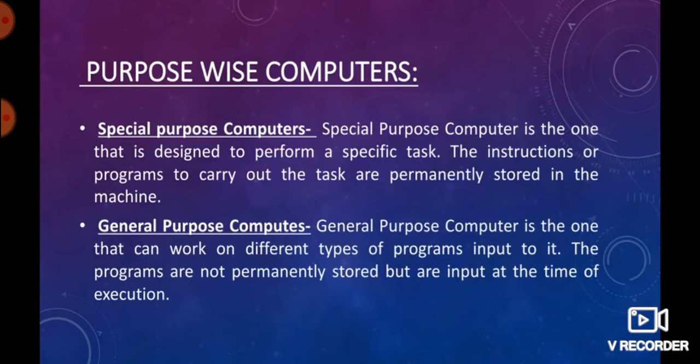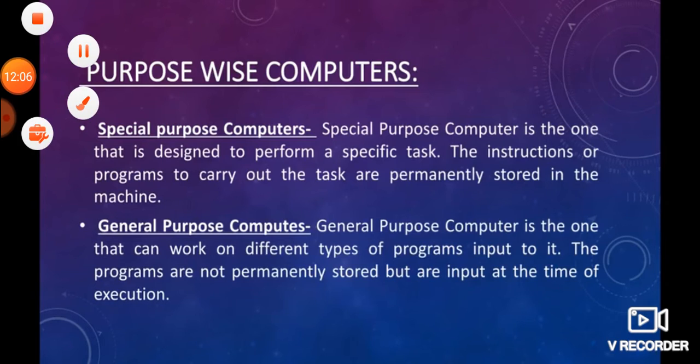So basically the systems that we all are using are called general purpose computers, and special purpose computers are like the machines that we use for analyzing or for weather forecasting. Those types of systems are called special purpose systems, which are dedicated to a particular task.